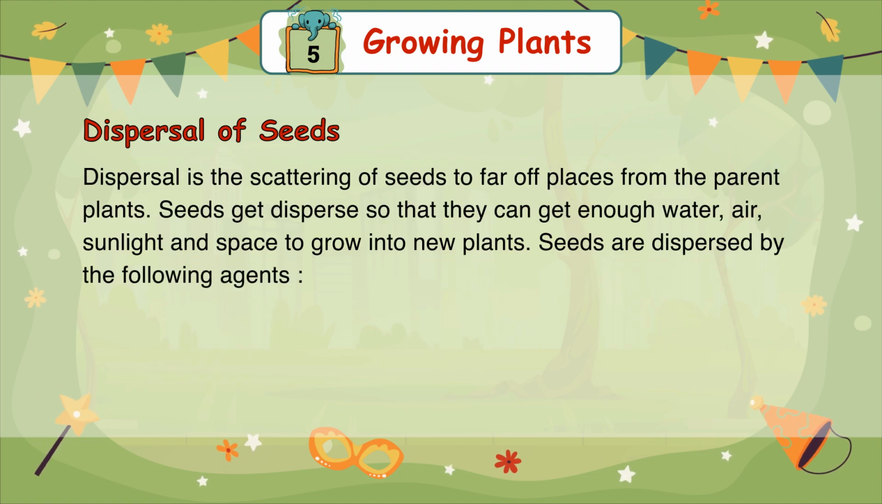Dispersal of seeds. Dispersal is the scattering of seeds to far-off places from the parent plants. Seeds get dispersed so that they can get enough water, air, sunlight, and space to grow into new plants. Seeds are dispersed by the following agents.